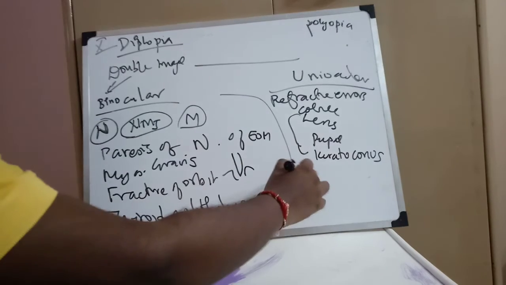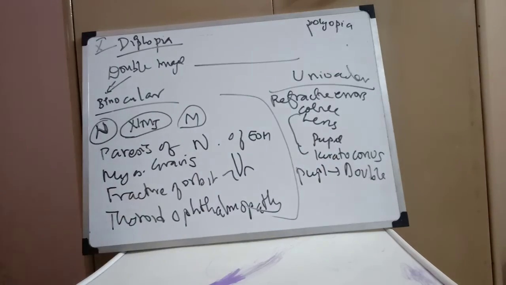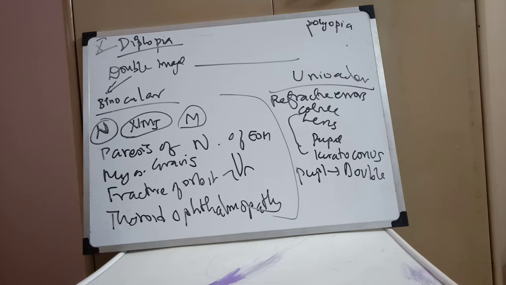In the pupil, you can have double pupil. In double pupil, you are going to have 2 ports of entry of the light rays, hence two different sets of images are going to be formed on the retina.